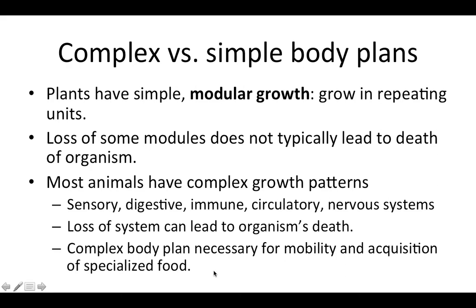So it's necessary to be a complex organism because animals tend to acquire specialized foods. For a plant that is basically making its food out of water, some gases, sunlight, and some soil nutrients, then that complexity is not necessary and could be a hindrance.